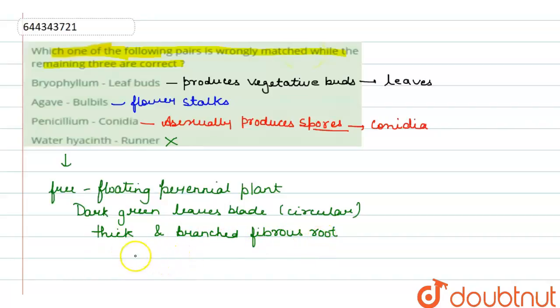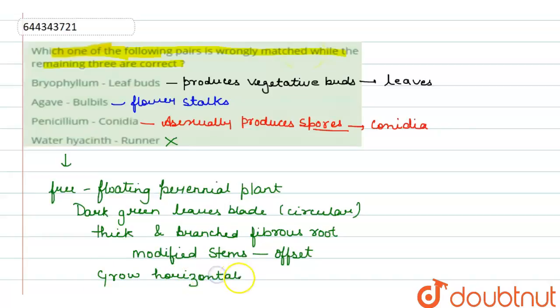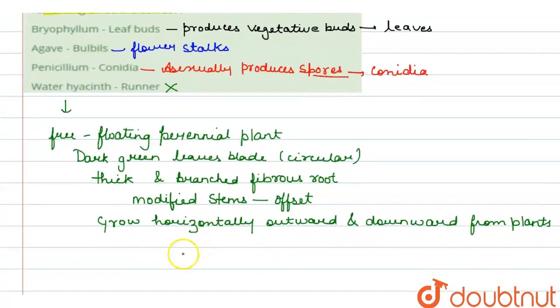And it has modified stems, which are known as offsets. Okay. And they grow horizontally outward and downward from plants, and they also show vegetative propagation.